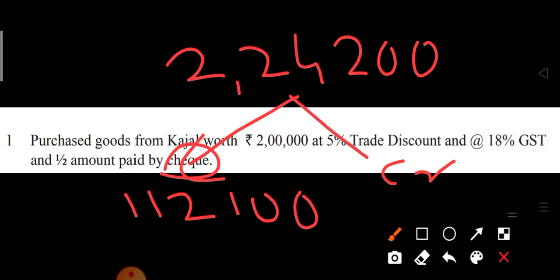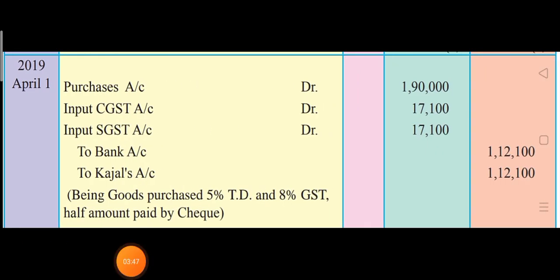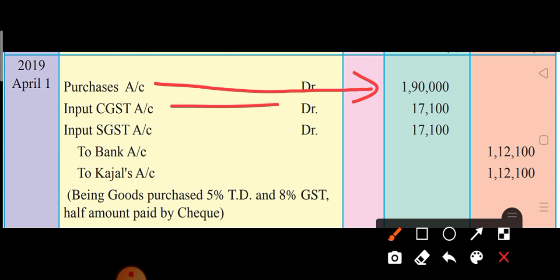Is that clear? Now based on this calculation we will see the journal entry. See this transaction, purchase. How much have we purchased? We have purchased 2 lakh rupees of goods with 5% trade discount. So after minus the 5% trade discount, the purchase value comes to 1,90,000. As per the GST rule, it is purchase GST. What is purchase GST called? Input CGST and input SGST. So my input CGST and input SGST comes to 17,100 and 17,100.